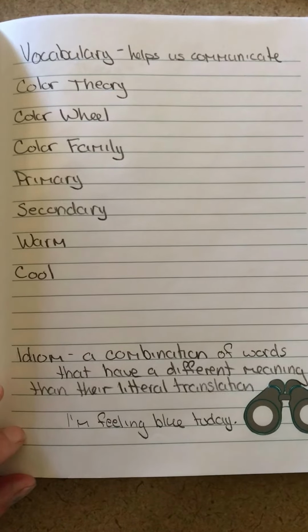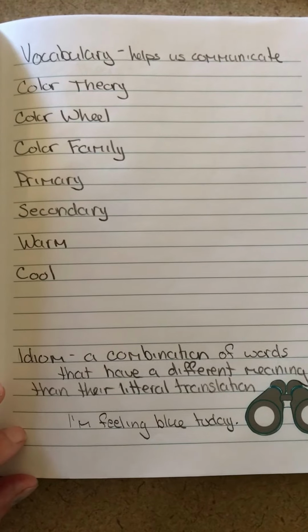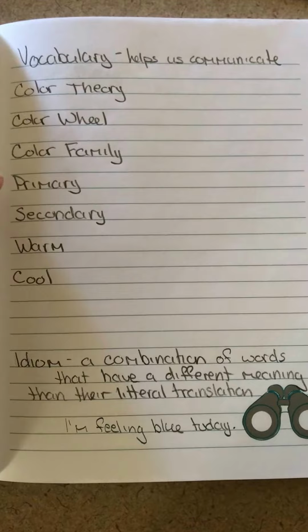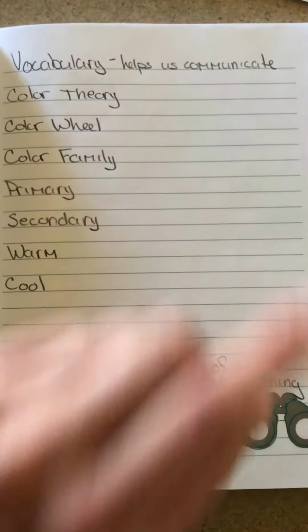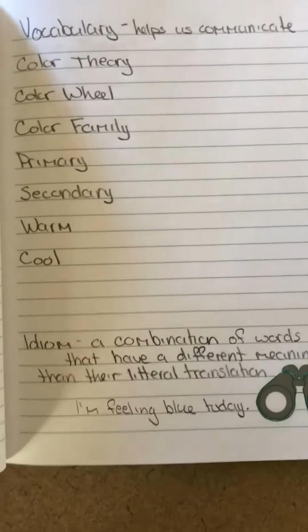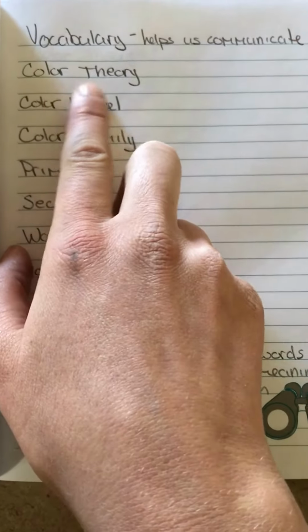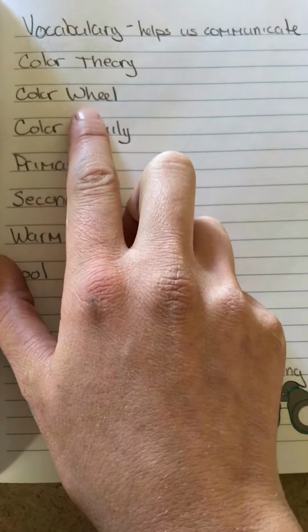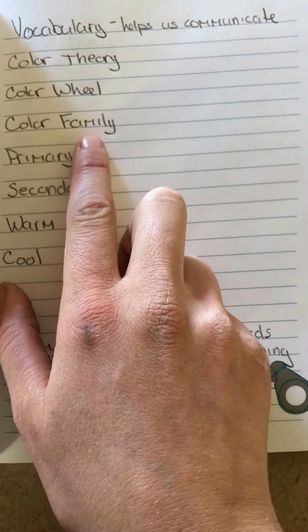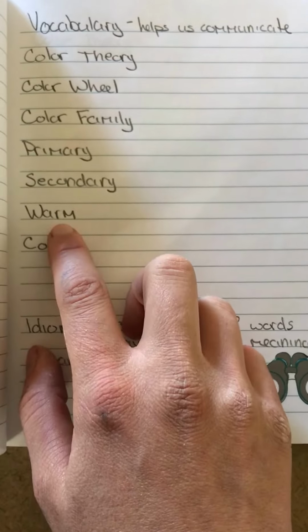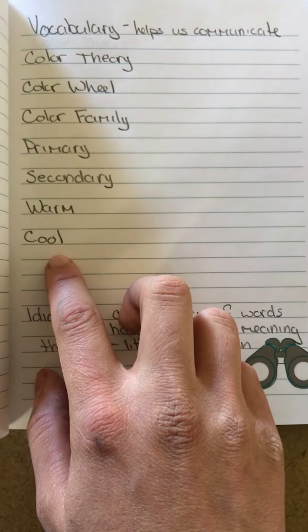I'm also going to have these words and their definitions taped to the turn-in table at the front of our room. So, vocabulary helps us communicate. That way you can tell me what you're getting, what you're not getting, and what you really love. We've got color theory, color wheel, color family, primary, secondary, warm, cool.